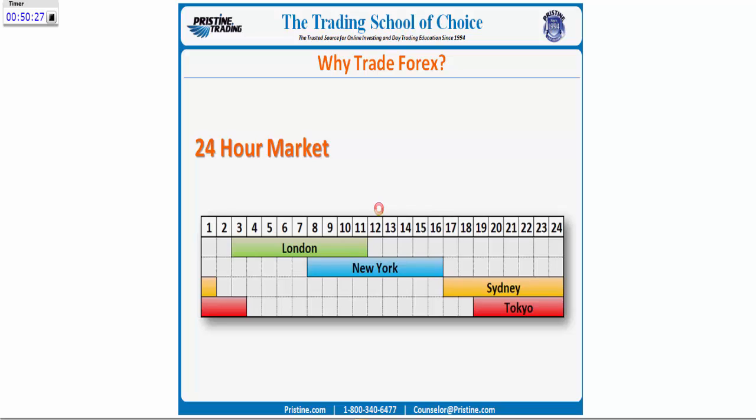So here you can see the overlap between these times. London and New York overlap for a couple of hours, and that's going to be the more liquid time to trade the Forex market. But there are plenty of other opportunities that set up throughout the day as well. So it doesn't matter where you are around the world, Forex can be extremely profitable for you.